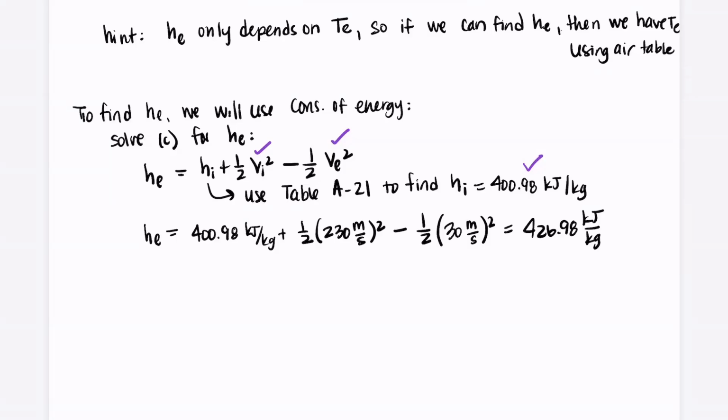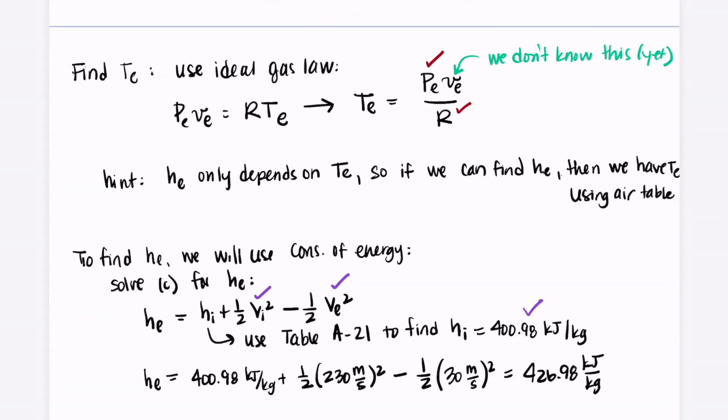I did not show it to you again, but the conversion to get from meters per second squared to kilojoules per kilogram was the same as when we looked at the values for kinetic energy and potential energy a little bit ago. Okay, good. So now we have HE.